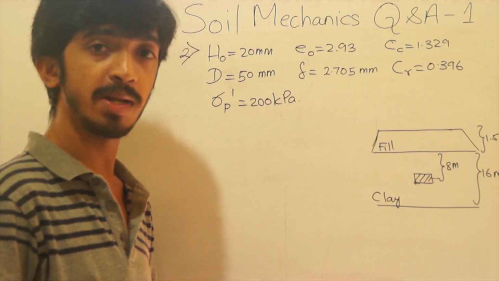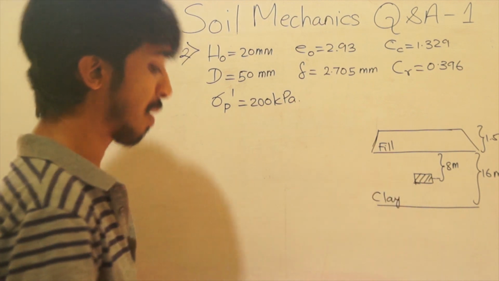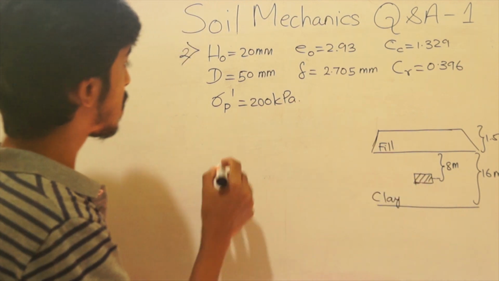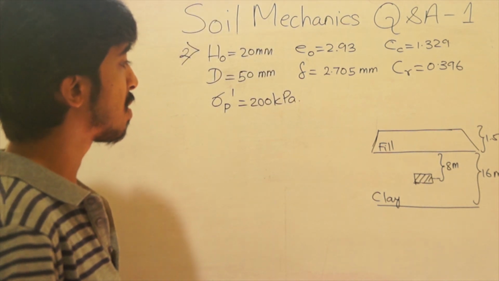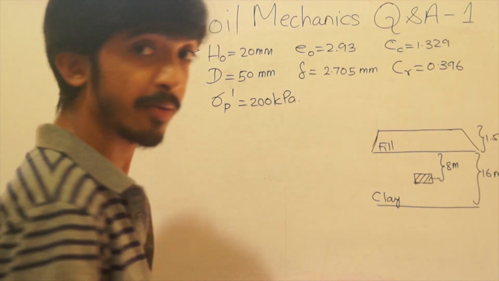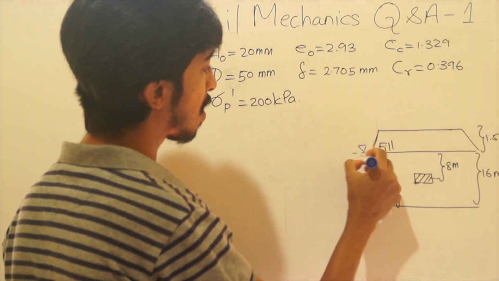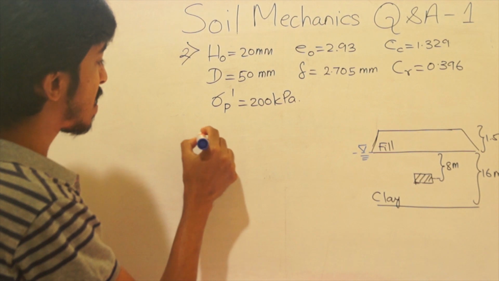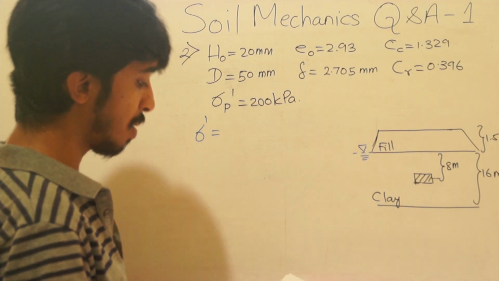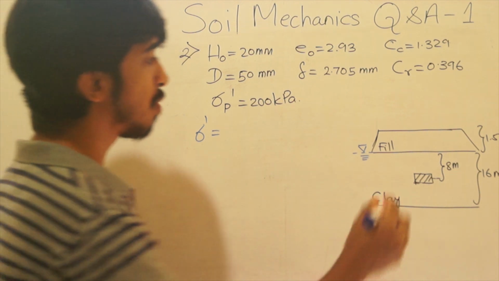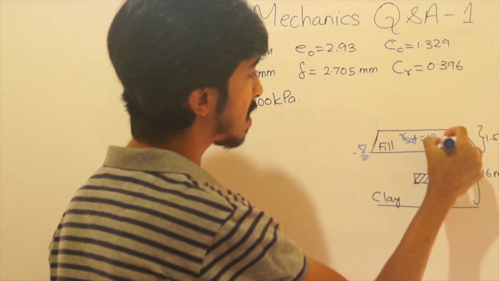So compute the effective overburden stress. They want us to calculate the overburden stress of the sample at the site. It is simply straightforward. They have given a figure for us. In the figure, the water table is at the top of the clay layer. So the effective overburden stress sigma dash can be easily calculated. We need the saturated unit weights. The saturated unit weight of the fill is 18.5, as given in the figure.